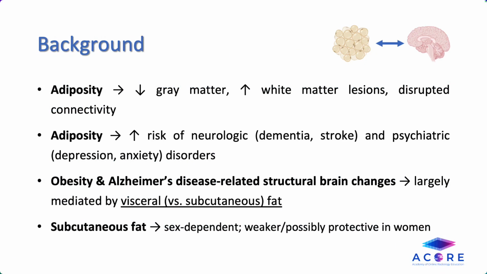Adiposity is defined as accumulation of body fat and is a key marker of cardiometabolic health. A growing body of evidence indicates that obesity and adiposity are linked to structural brain changes, cognitive decline, and accelerated neurodegeneration. In fact, neuroimaging investigations have shown that greater total fat is associated with decreased gray matter volume in specific regions, increased white matter lesion burden, and disrupted neural networks.